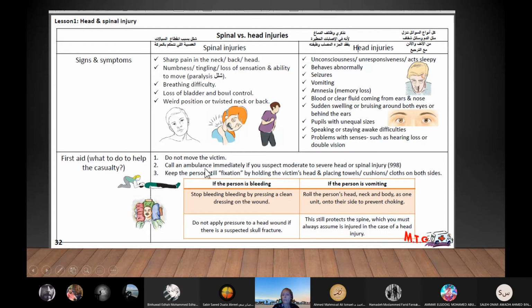So if you have any of these injuries, if the person is bleeding, you're going to try to stop the bleeding, but you're not going to press on a head wound if you suspect the skull is fractured, okay? If your person is getting sick, if they're vomiting, if they've had a head injury and now they're vomiting, you should try to get them on their side, okay, on their side, but they should be moved all as one unit to prevent any damage to their spine.